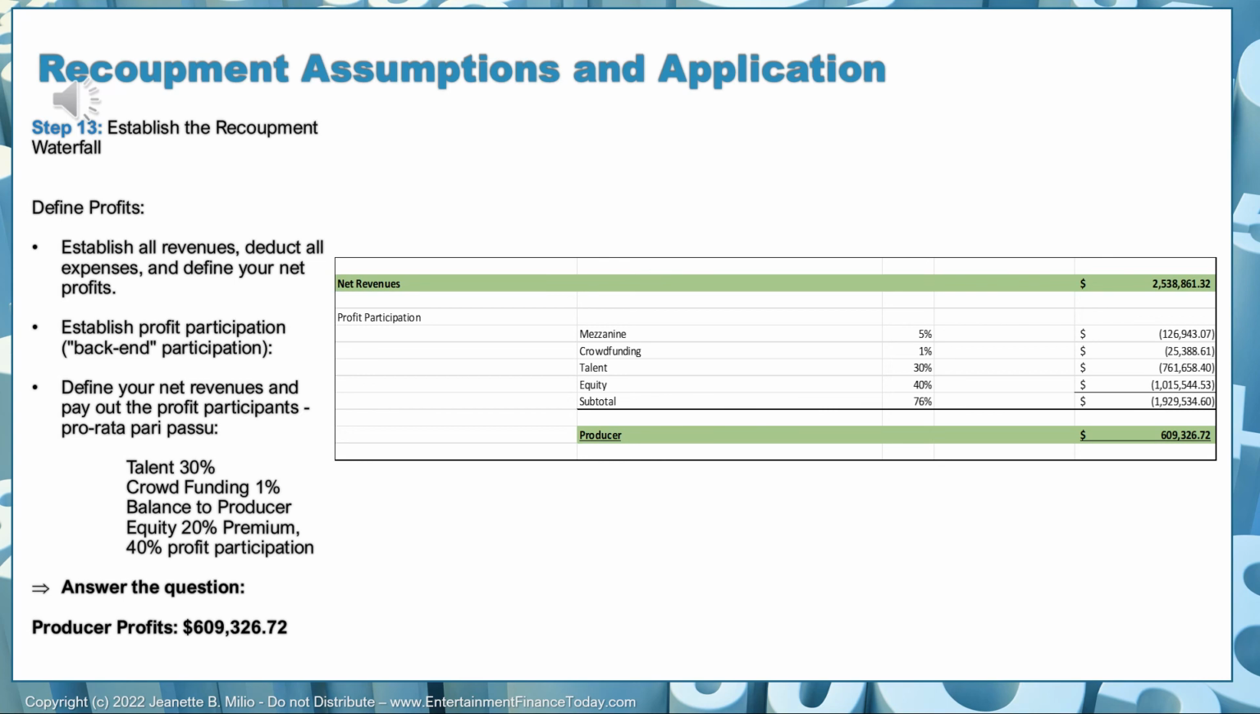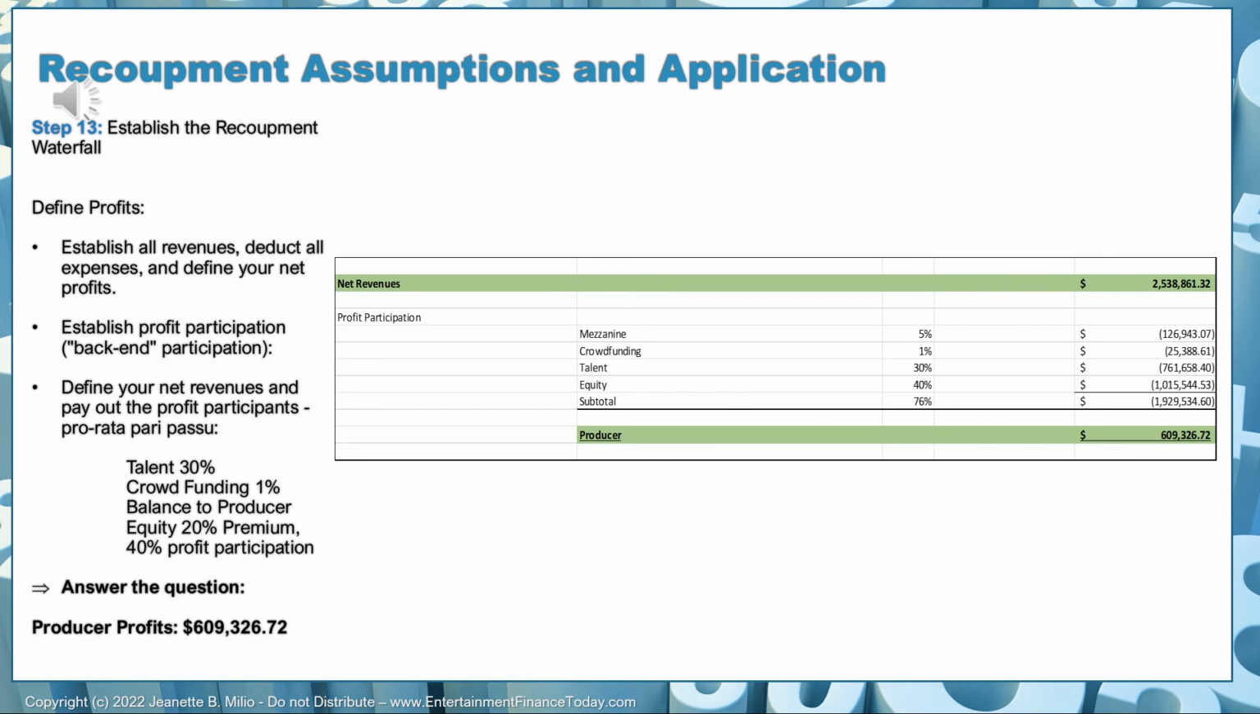After we established our net revenues by deducting our expenses from our worldwide revenues, including the brand integration, we can start paying our profit participants. We're paying the mezzanine/junior lender 5% of our net revenues. Crowdfunder gets 1%. The talent combined has a 30% profit participation, and the equity investor gets 40%. This is 76% in total for profit participants.